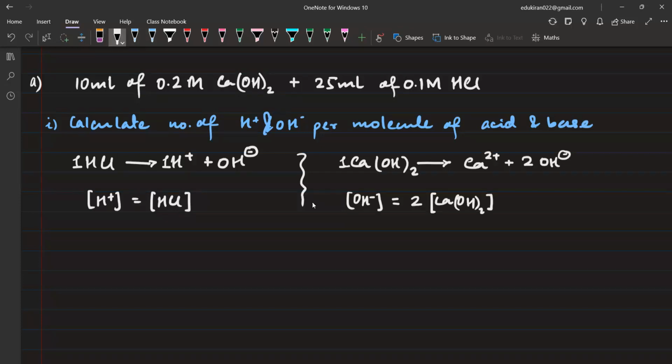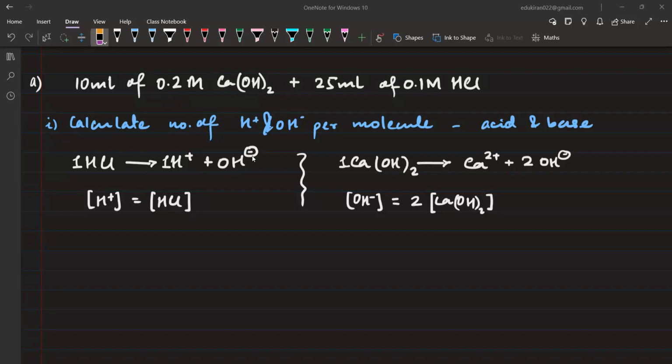Okay, I hope you understood this, and I hope there is no confusion that here there are 2 OH and here there is 1 OH. The amount of OH, you have to see the relationship between the two: it is 1 here and 2 there. So when you have 1 of this, it means whatever be the amount of calcium hydroxide, you will get twice that much OH negative. So this is what we have found: the concentration of OH negative is twice that of calcium hydroxide, and the concentration of H positive is the same as that of HCl.